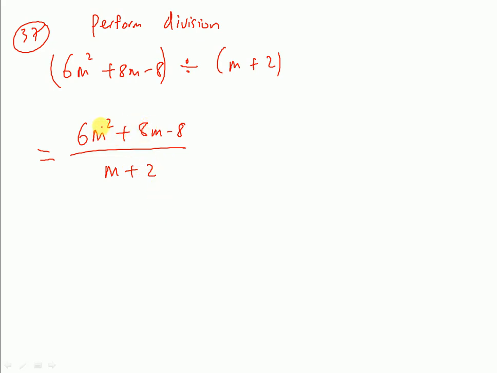Now, I have 6m squared, 8m, and I have minus 8. So the only common factor is 2. So let's factor out the 2. If I factor out 2, I have 3m squared, right? And then factor out the 2 for the 8m, I get 4m and minus 4, because minus 4 times 2 gives back minus 8. And divide by m plus 2.